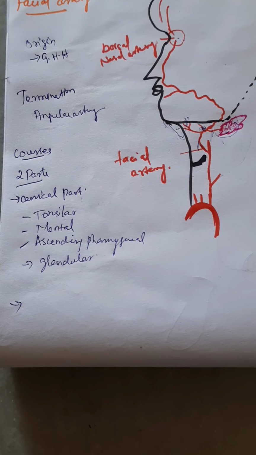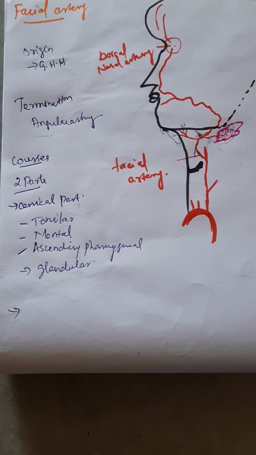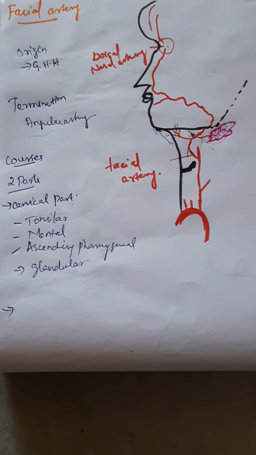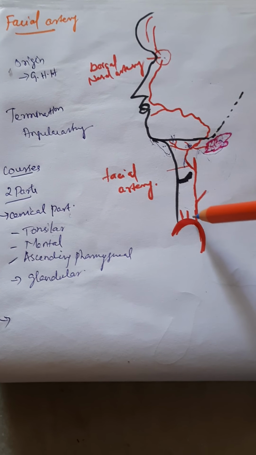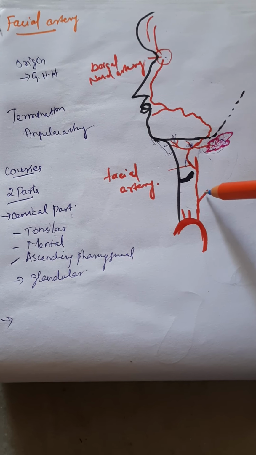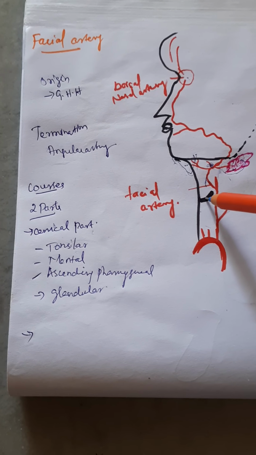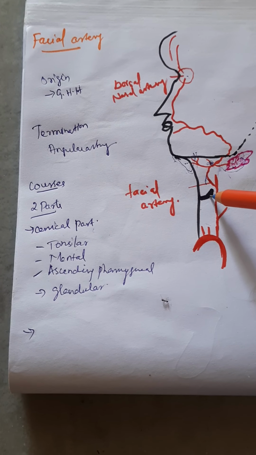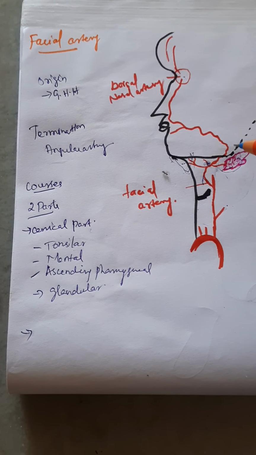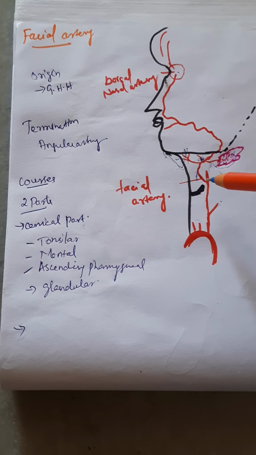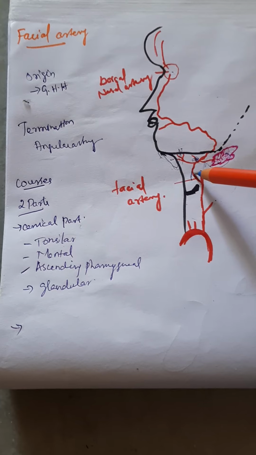The facial artery is a well-known artery which gives major blood supply to the face as well as the cervical region. The facial artery gets its origin from the common carotid artery. It consists of two branches, the internal carotid artery as well as the external carotid artery. At the level of the greater cornu of the hyoid bone, it gives off a branch that we call the facial artery.